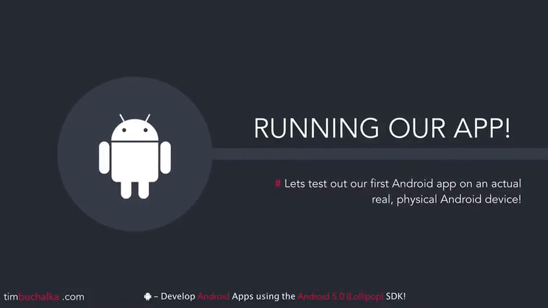Okay, in the previous video we ran our application in an Android virtual device, in an emulator in other words. We're now going to test out the same application on an actual real physical Android device. I'm just going to show you how to make sure that the device has been found by Eclipse, and then how to select it and run it. So let's get into that.